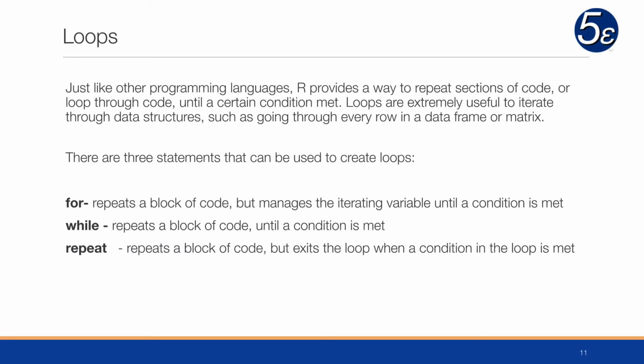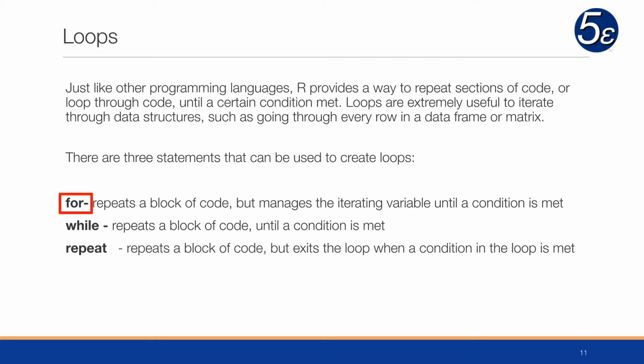The next most important aspect of a programming language is loops or iterations. Just like other programming languages, R does provide a way to repeat sections of code, which is what a loop is, until a certain condition is met. Loops are very useful to iterate through various data structures like arrays or matrices, or going through every row in a data frame. There are 3 statements that can be used to create a loop in R.